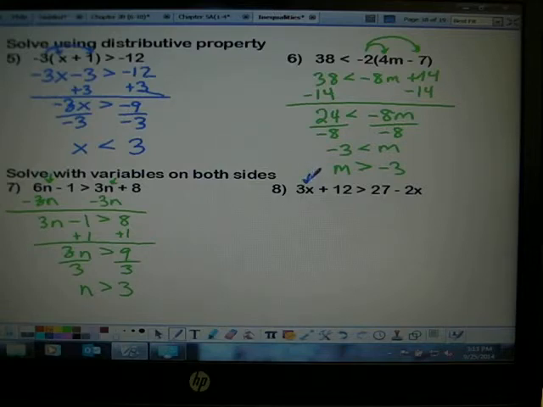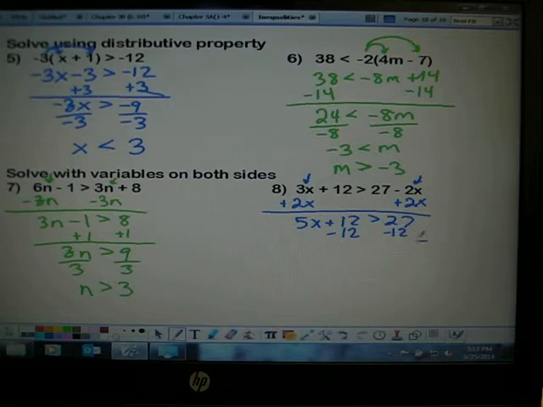Again, letters on both sides. You can choose which of those you'd like to move. I like to move the smaller one again. That smaller one is at negative 2. So we can add 2x to both sides. 3x and 2x gives you 5x. Plus 12 is greater than 27. Subtract 12 from both sides. You get 5x is greater than 15. Divide both sides by 5, and you get x is greater than 3.